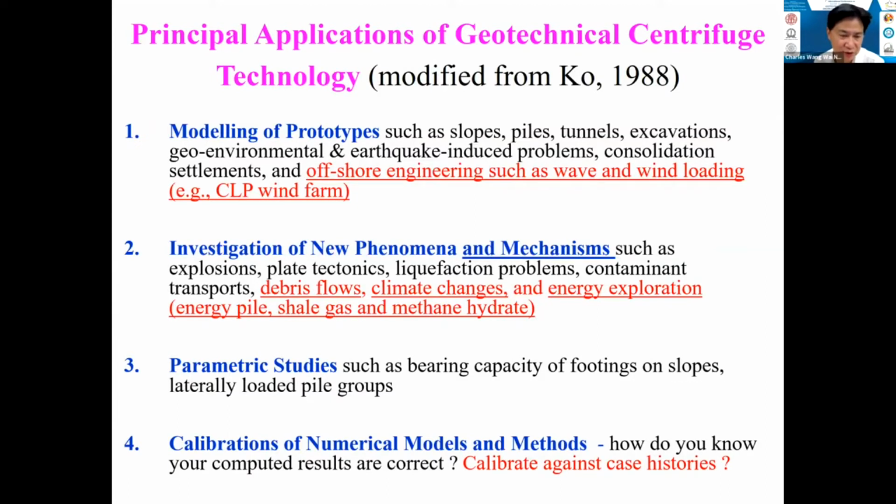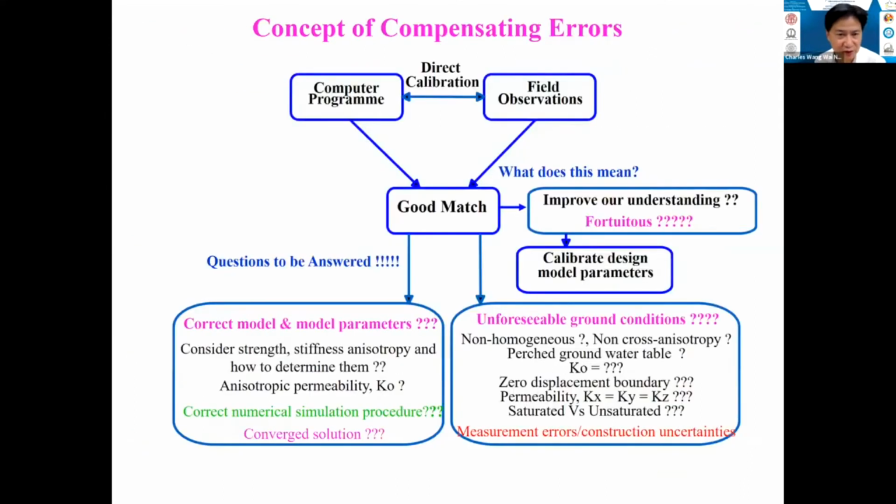How do we know our calculated results are correct? Very often I hear people say, okay, we calibrate against case history. But I do have a word of warning. Here we have field observation and we have computer program. When we get a good match, if we ask ourselves carefully, what does that mean?